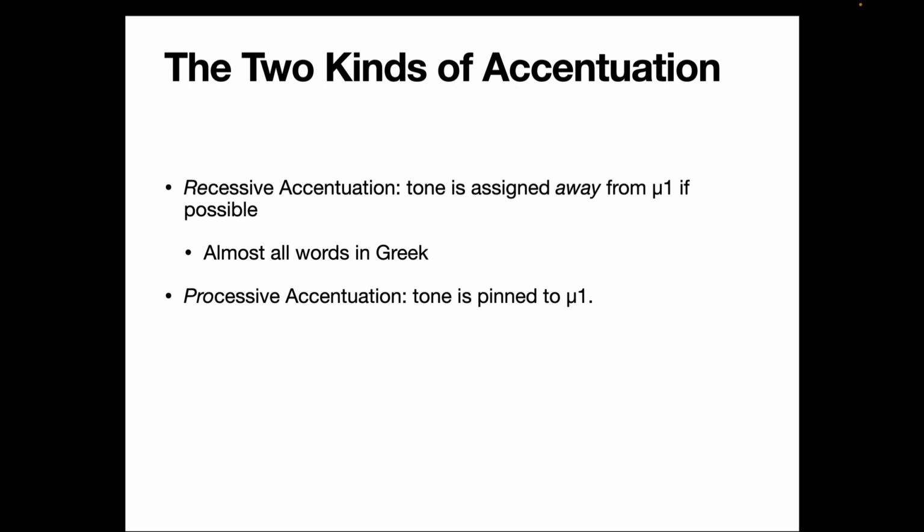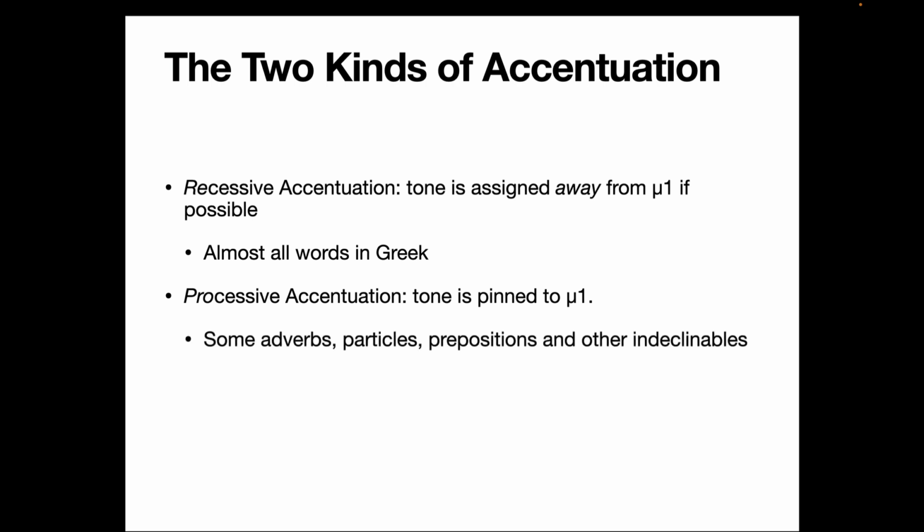But there is another kind of accentuation in Greek, and again, this is about directionality, and processive accentuation always assigns tone to the last mora of a word. This is just what it is. So recessive accentuation tries to pull it away, not always successfully. We'll talk about how that works, but it tries to pull it away from the end. Processive accentuation just pins that high tone to the final mora. And this is going to show up in some adverbs, particles, prepositions, other things that are indeclinable, things that don't change endings into different forms. And so you'll just learn this for some words. Some words just are sort of built with processive accentuation.